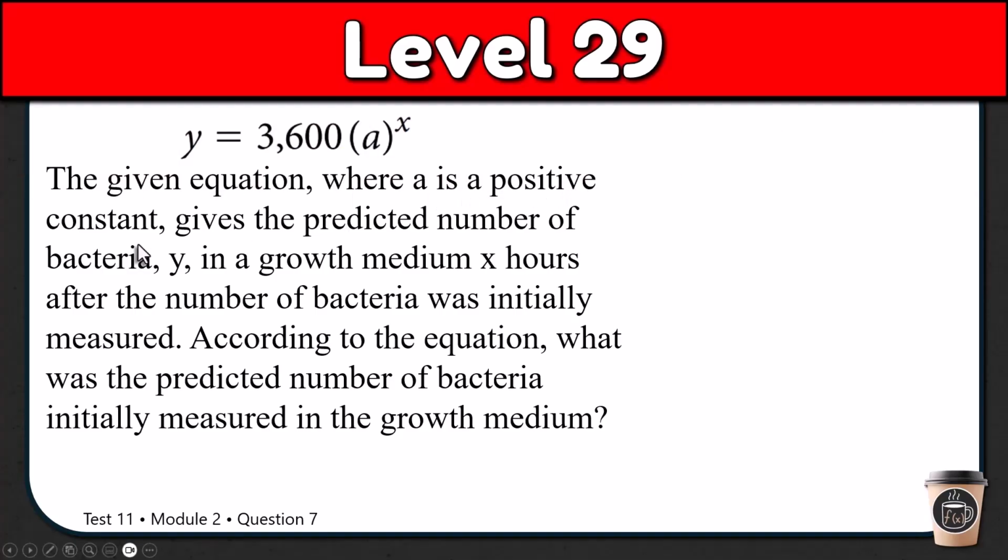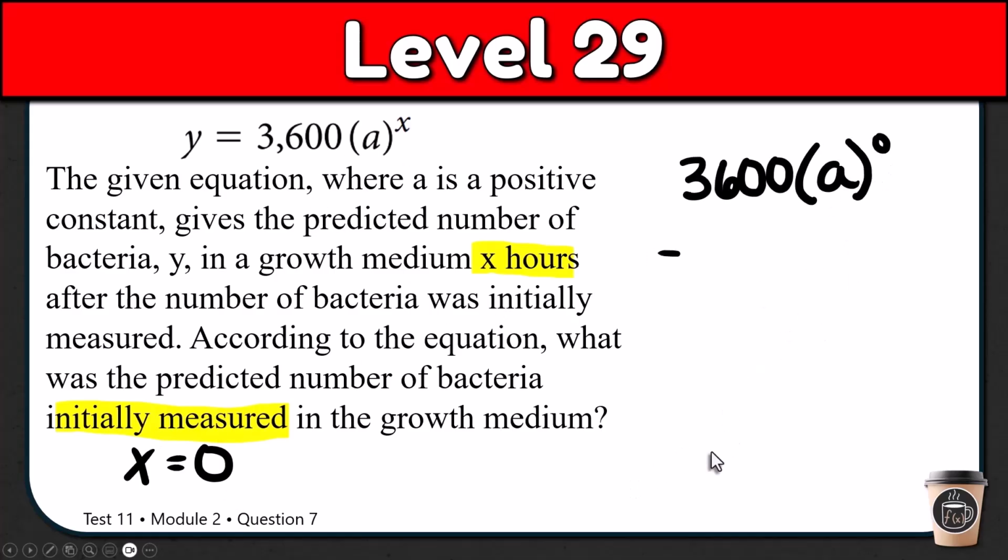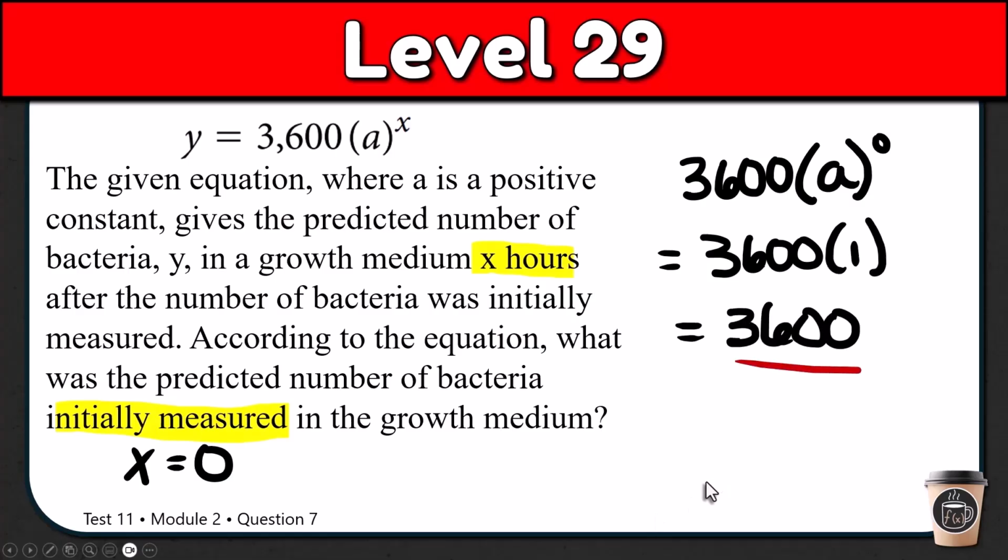A is a positive constant, and this thing right up here gives the predicted number of bacteria in a growth medium x hours, I was curious what the x was going to be, x hours after the number of bacteria was initially measured. That's important. According to the equation, what was the predicted number of bacteria initially measured? So before they started, how much did they have? What would x be at that point? Well, x is 0. That's the trick. Once you figure that part out, pop a 0 in there. Anything to the 0 power equals 1, and our answer is 3,600.